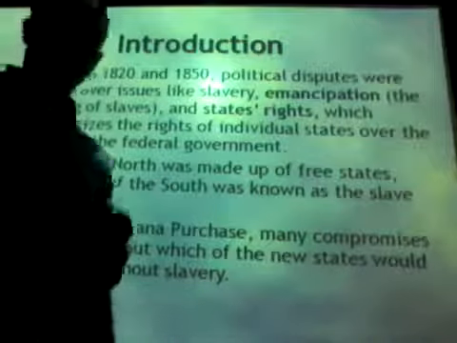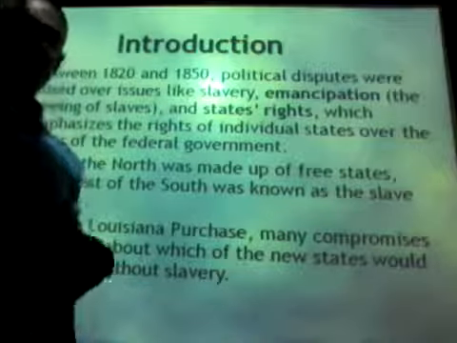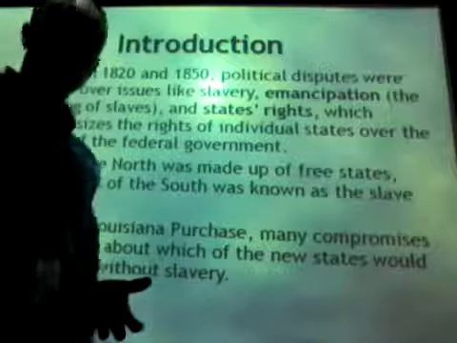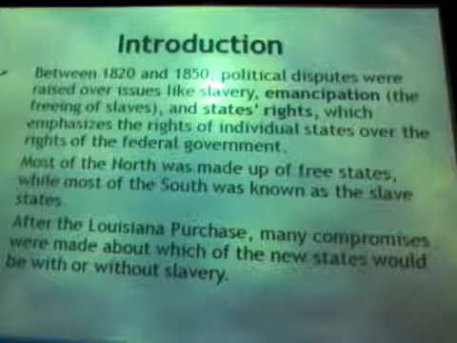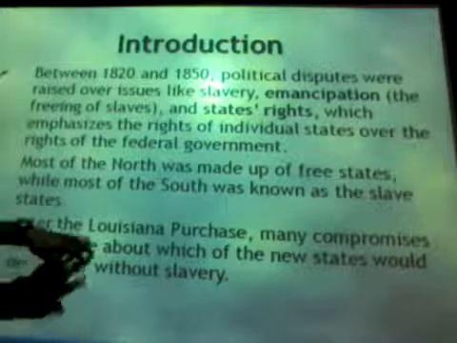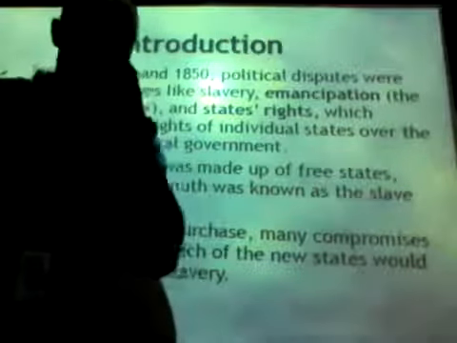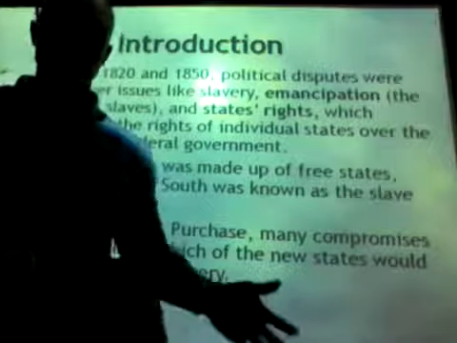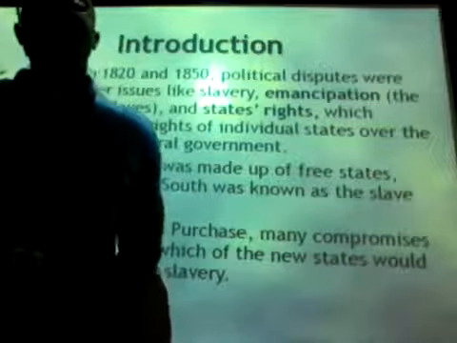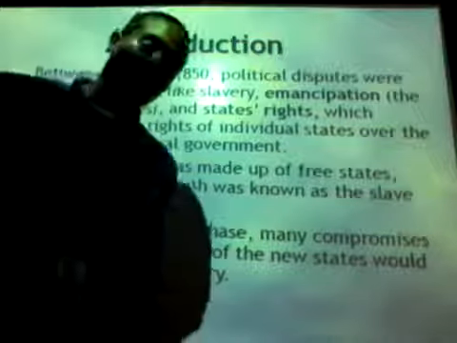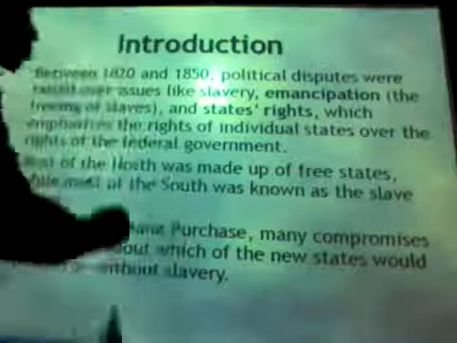So many people believed that the states should have a choice in whether they should be free or slave, and it shouldn't be enforced on them by the federal government. Now, the Louisiana Purchase was an issue that really made this go into more depth, because now you have these new territories and this new vast land added to the country, but what do you do about the issue of slavery? Will these be free states or slave states?